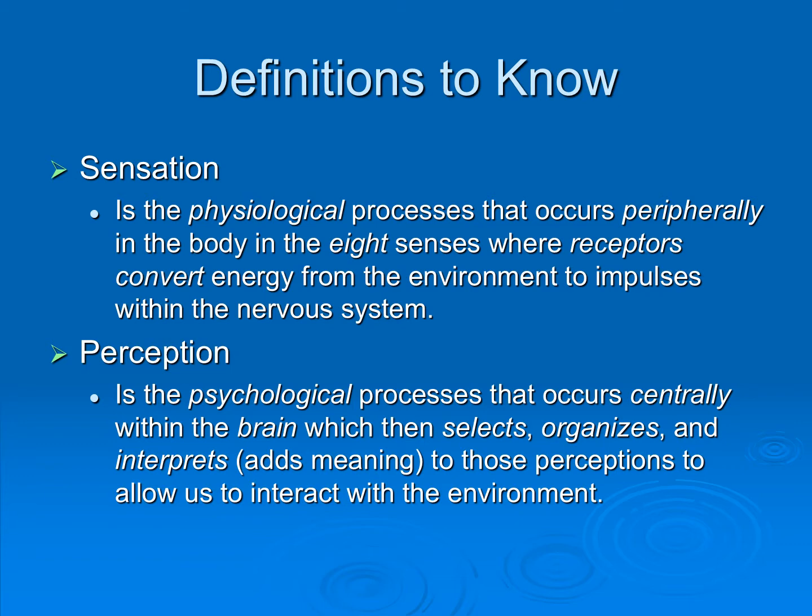The second definition, of course, is what happens in the brain. So sensation is from the bottom up, perception is from the top down. It's the psychological process that occurs centrally within the brain, and it selects, organizes, and interprets the world. It gives meaning to things. And that allows us to interact with the environment. So those are two really important definitions.